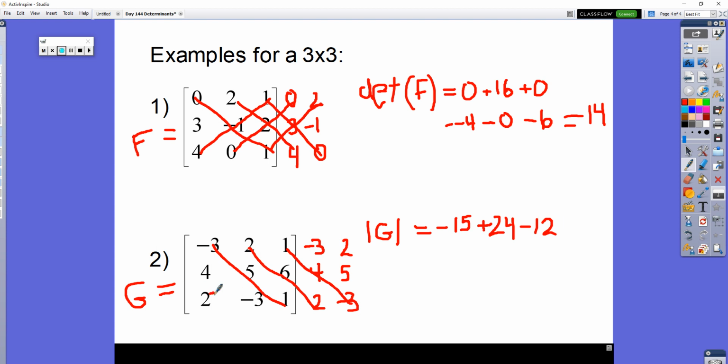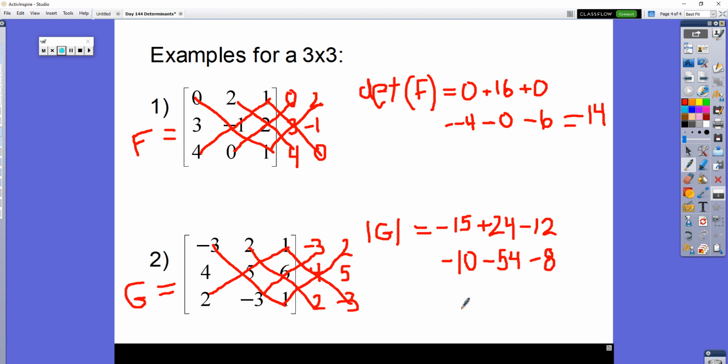Now the products coming back the opposite way, whatever they're going to be, you're subtracting them. So this was 2 times 5 times 1, which is 10. We're subtracting 10. This was going to be negative 3 times 6 times negative 3, which is going to be 54. We're subtracting 54. And the last one, 1 times 4 times 2 is 8, but we're subtracting 8.